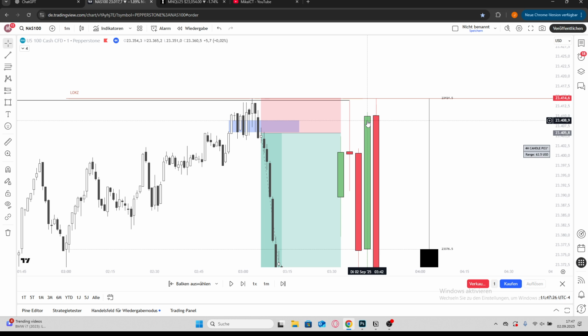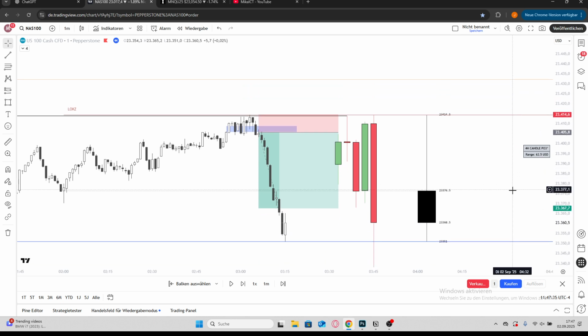So this green candle here was the 8 a.m. candle. So I thought this candle would sell down, but it didn't. But we had the 9 a.m. candle, which just swept the hourly high, and I was like, okay, now I really want to short this.